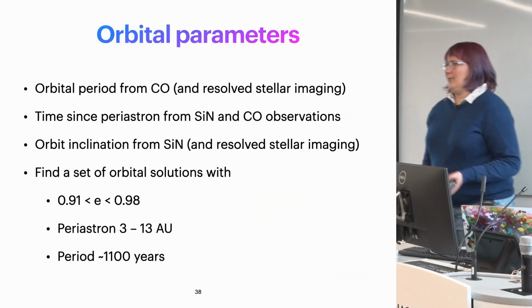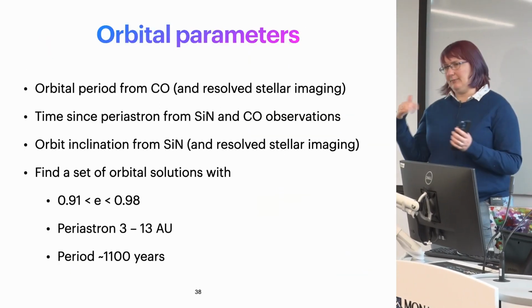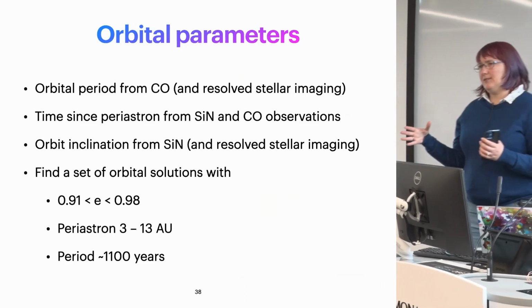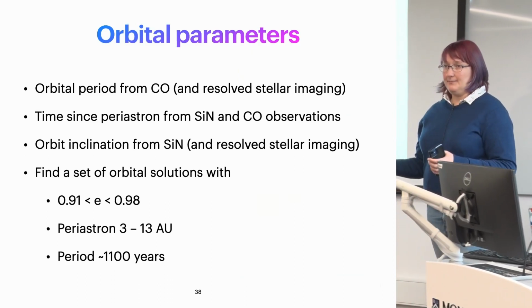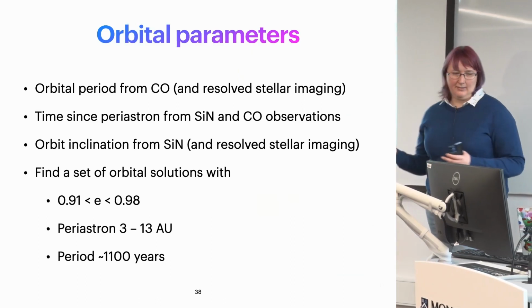So overall, if you remember, those circles were formed during periastron, which means the spacing between the circles corresponds to the orbital period. So we can measure that from the CO observations.